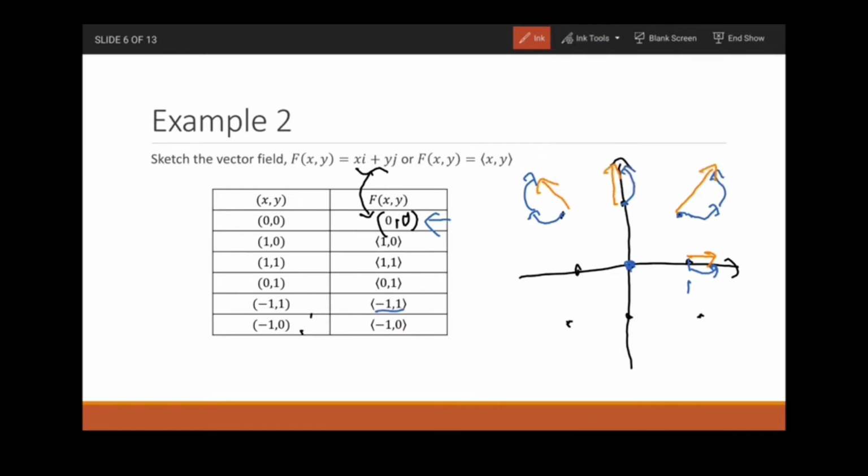Then I repeat again for negative 1, 0. So we go 1 to the left, and there is no direction above or below, so this is the direction of the vector. Okay, that's how we manually develop a vector graph.